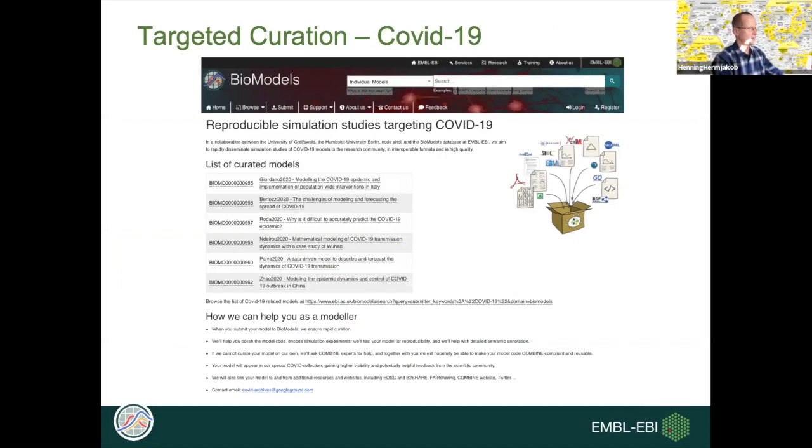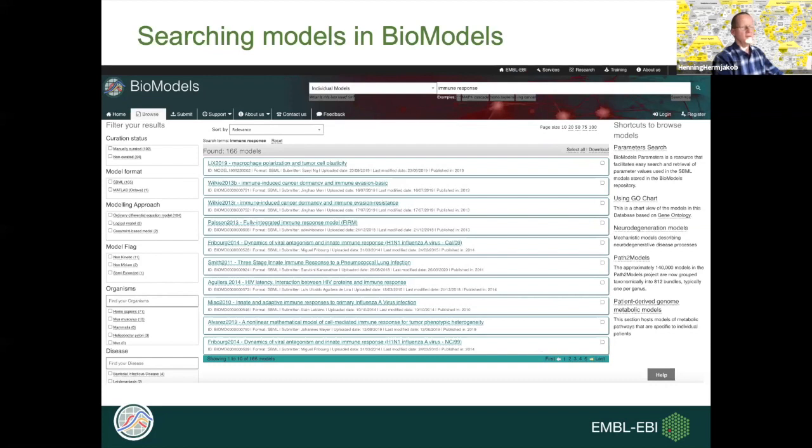It can also be hot topics of the year, like our current curation effort for COVID-19 related models, which is done together with a group of Dagmar Waltemath, where we are trying to provide a set of high quality curated models in SBML, and we provide these on a specific web page, a subpage of BioModels. And this is an ongoing effort. Any contributions are highly welcome.